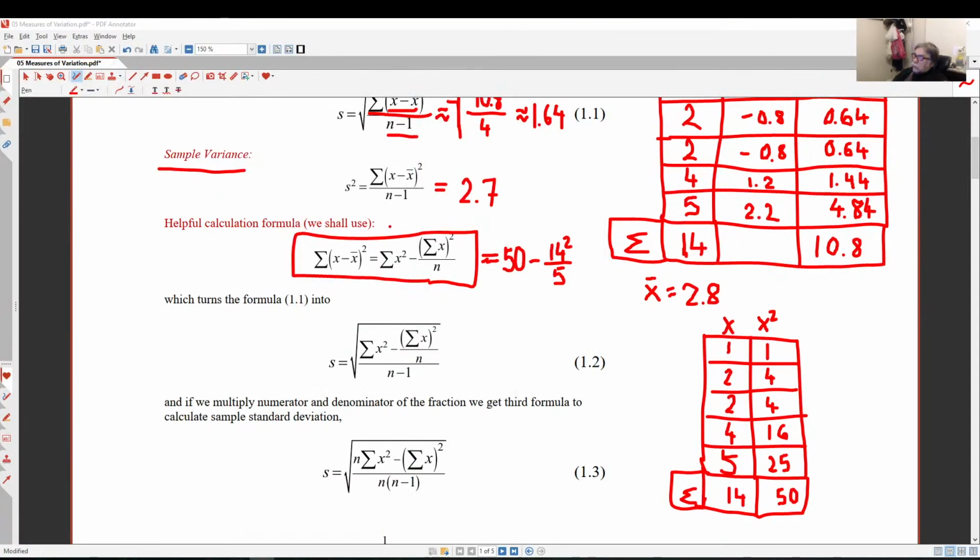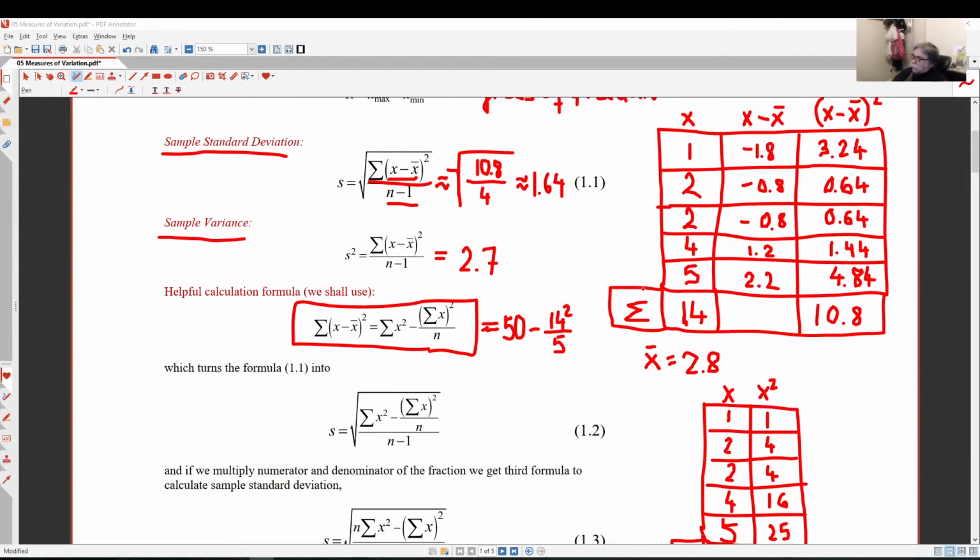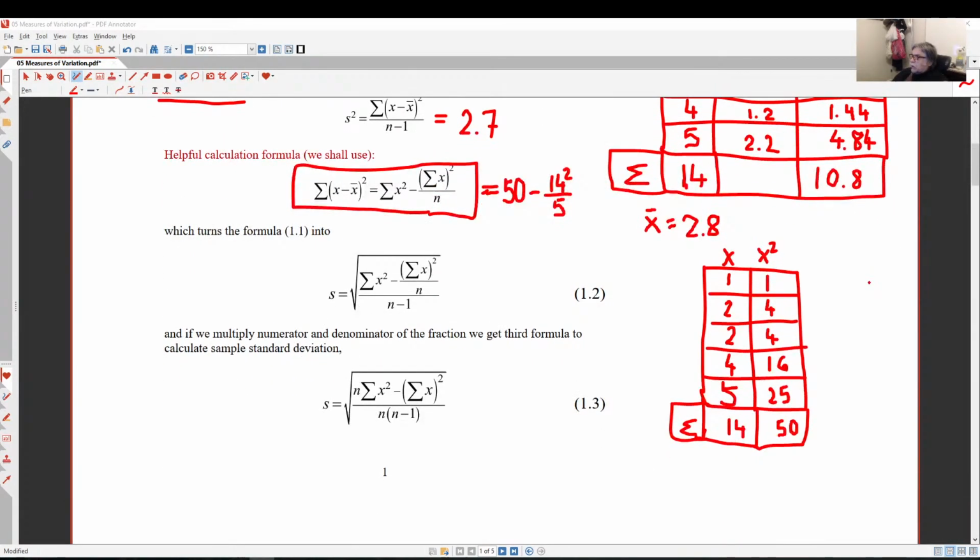So this is an alternative formula to use, this one here, for which you only need this table. Much easier than this one. A lot less writing and less calculation. You don't need any subtraction. Okay, so this formula. And then you take a radical, of course, the numerator had to be divided by 4, and then you take a radical. So that's how we get the formula 1.2, by using this replacement instead of this previous numerator.